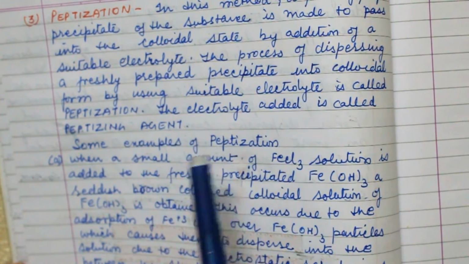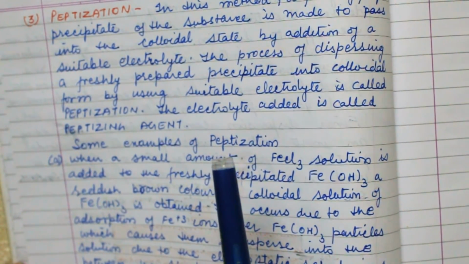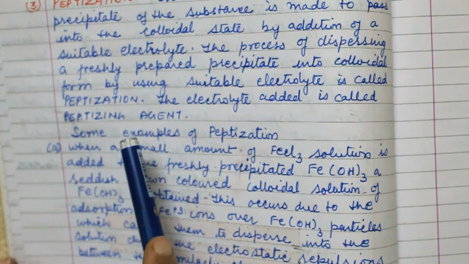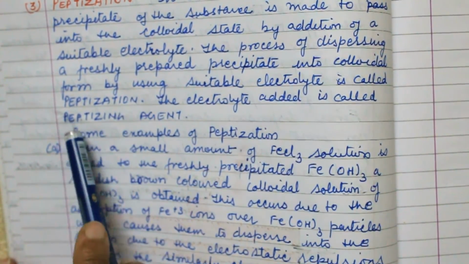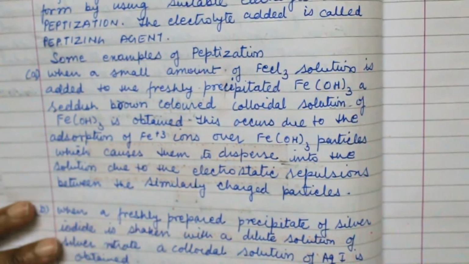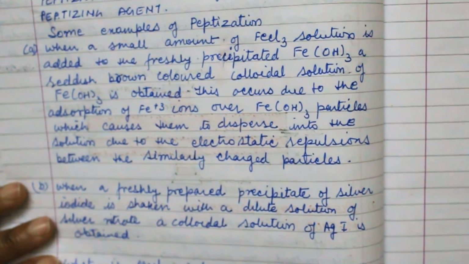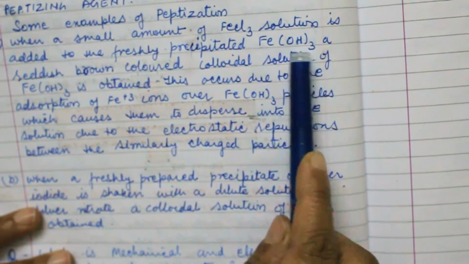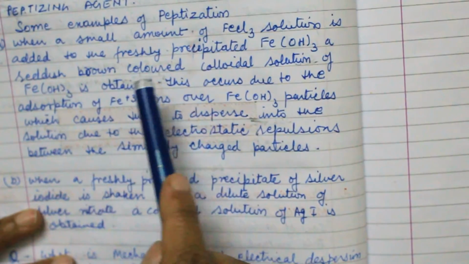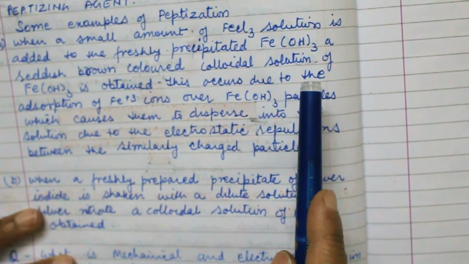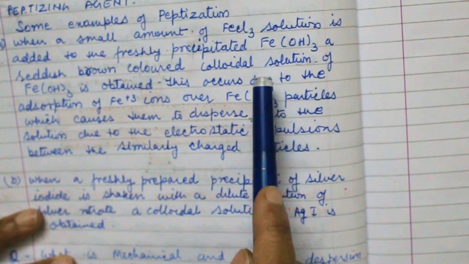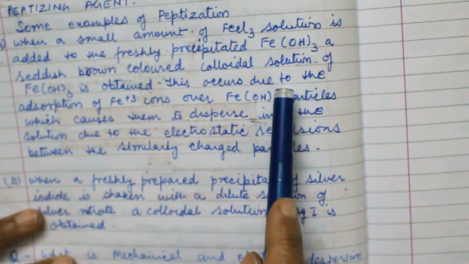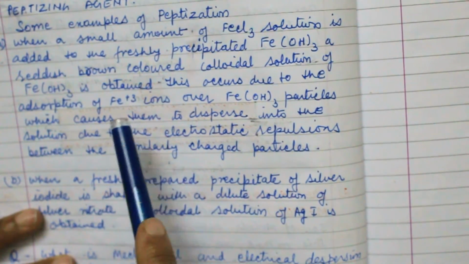When a precipitate is converted into a colloidal solution through an electrolyte, the process is known as peptization. The electrolyte added is called the peptizing agent. Some examples: when a small amount of FeCl3, that is ferric chloride solution, is added to freshly prepared Fe(OH)3, that is ferric hydroxide, a reddish brown colored colloidal solution of ferric hydroxide is obtained.